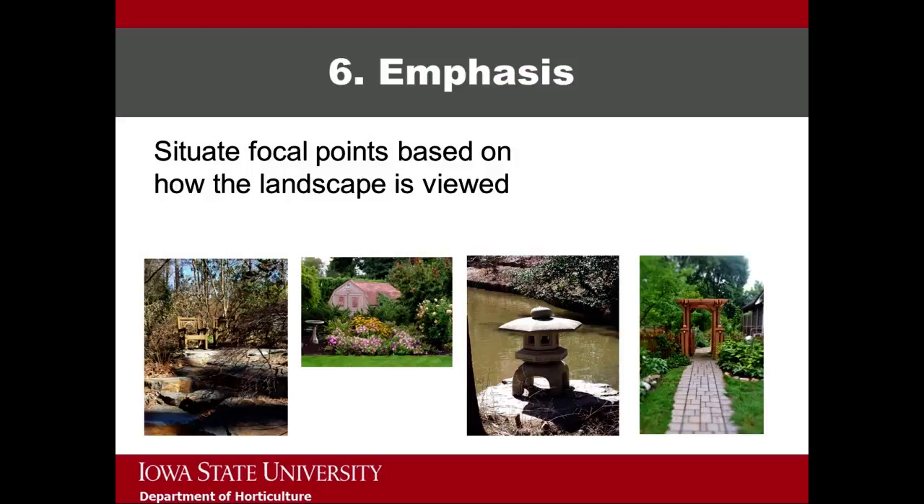The final design principle is emphasis. Emphasis is created by carefully situated focal points. It is appropriate to include multiple focal points in a single landscape, since the entire landscape is usually not viewed from just one vantage point. It's important to situate them in different locations based on where the landscape is viewed from the most. All of the images on this slide provide examples of different focal points that provide emphasis.